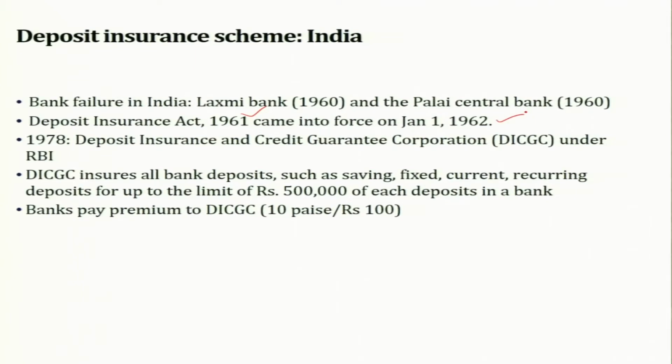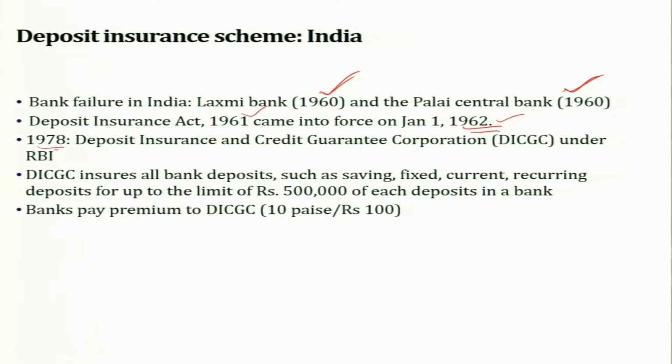This was actually prompted by the bank failures of the Lakshmi Bank and Palai Central Bank in 1960. Throughout India in 1960, many banks were facing a banking crisis, and two of them had already failed. The government responded with the Deposit Insurance Act in 1961, and the scheme came into effect in 1962. In 1978, the Deposit Insurance and Credit Guarantee Corporation was set up under the RBI.